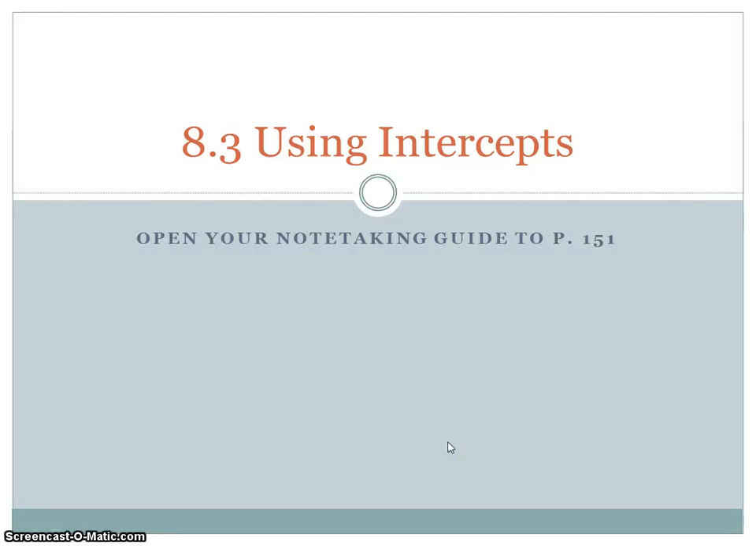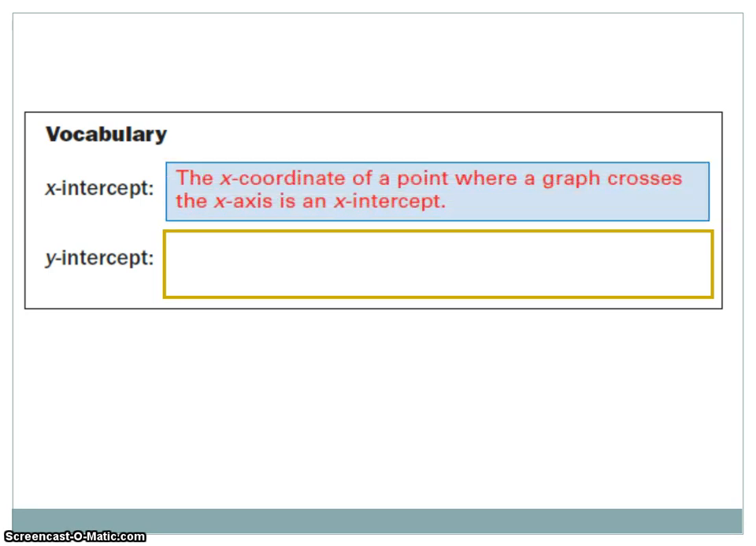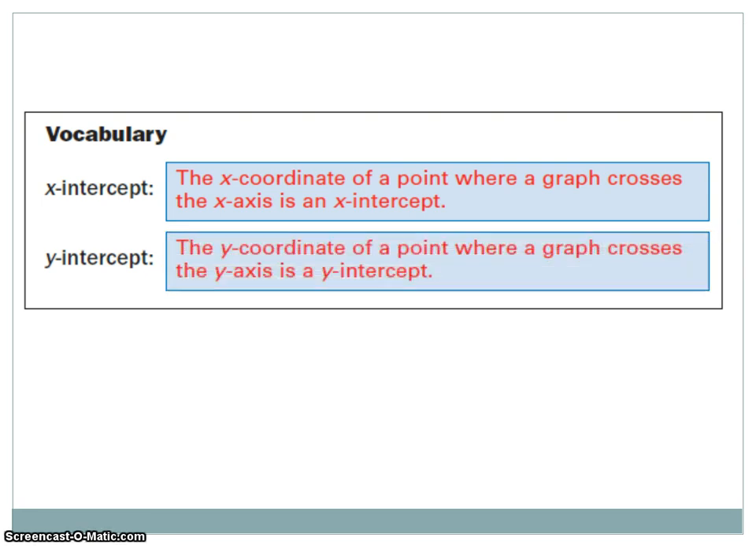8.3, Using Intercepts, page 151. X-intercept. The x-coordinate of a point where a graph crosses the x-axis is the x-intercept. Y-intercept. The y-coordinate of a point where a graph crosses the y-axis is a y-intercept.